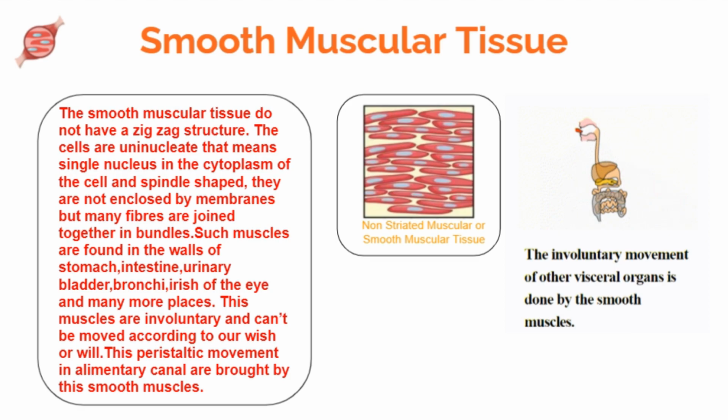They are not enclosed by membranes, but many fibers are joined together in bundles. Such muscles are found in the walls of stomach, intestine, urinary bladder, bronchi, iris of the eye, and many more places. So we can say that we cannot move this type of muscles according to our wish or will. The peristaltic movement in the alimentary canal is brought about by these smooth muscles.